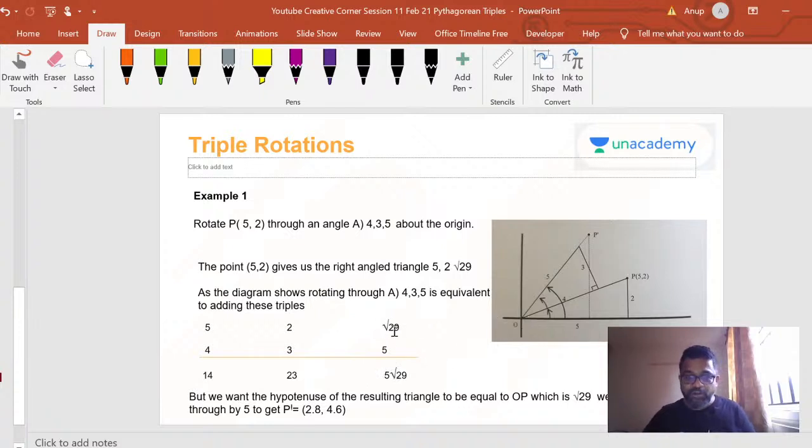Now I've got one hypotenuse as 5 root 29, but we want the hypotenuse of the resulting triangle to be equivalent to OP. Here I am having OP and I am having OP star. The length will always be the same, right? Suppose you're rotating a point from here to here; when you're rotating it, these two lengths will remain the same. So I'm expecting that the hypotenuse is root 29 only. When I've got 5 root 29, I will simply divide all of this by 5. If I divide by 5, I get my point as 14 by 5, which is 2.8, and 4.6. So this point is basically 2.8, 4.6.